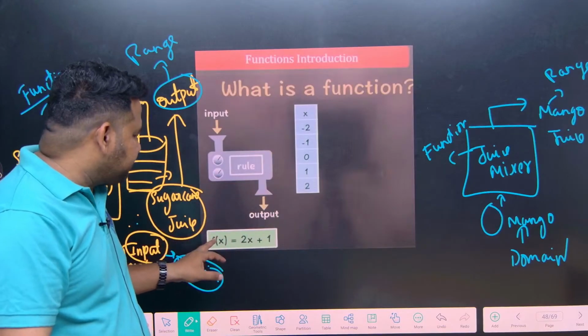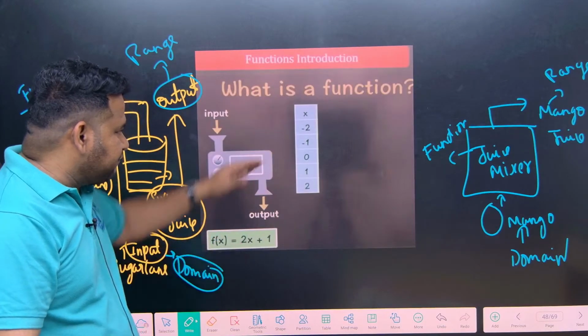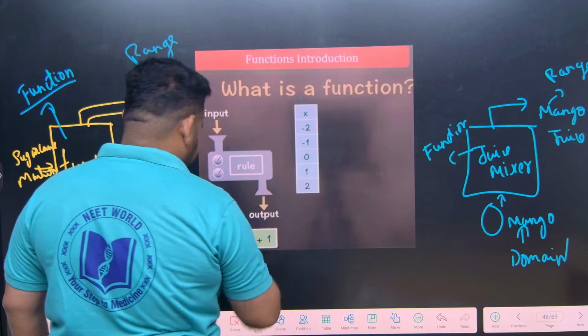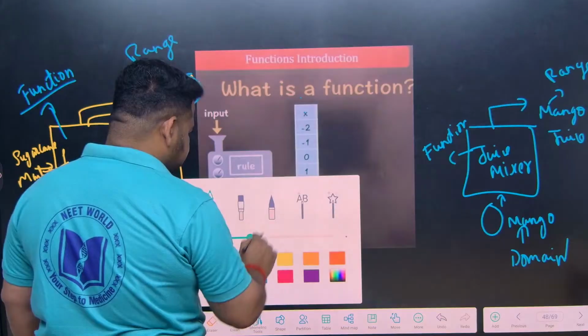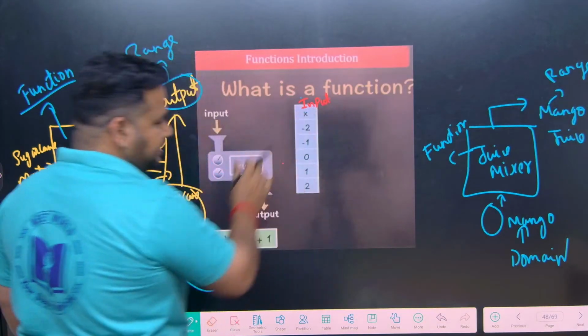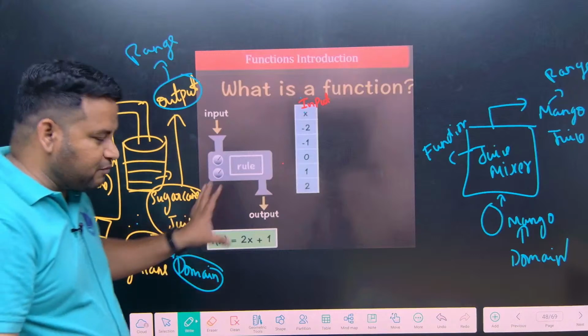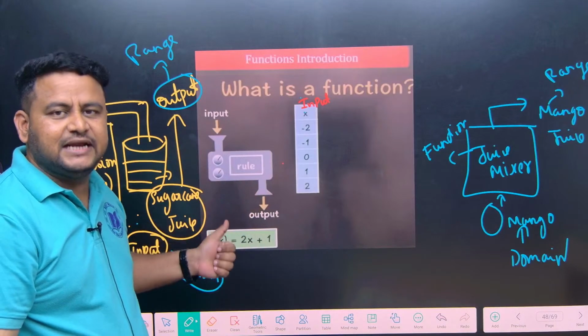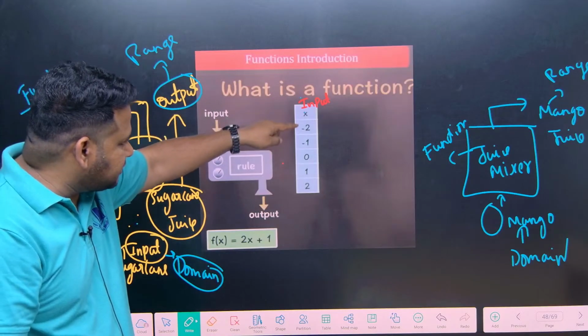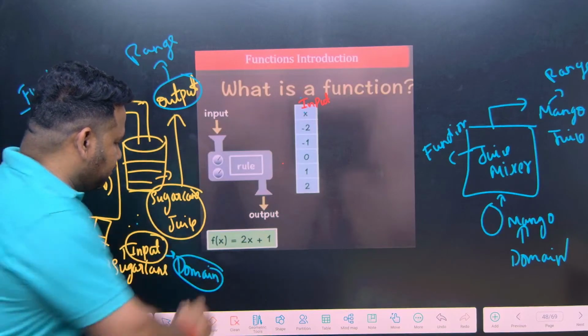So f of x is given here. For this question, what is this x? This x is the input. I am taking so much time to explain functions because you have to have complete conceptual clarity when it comes to functions. I told you this x is the input.